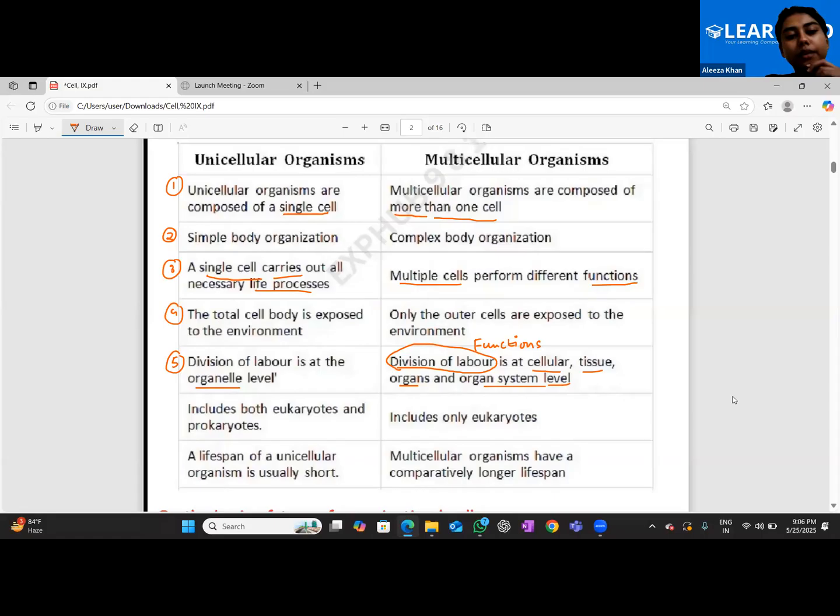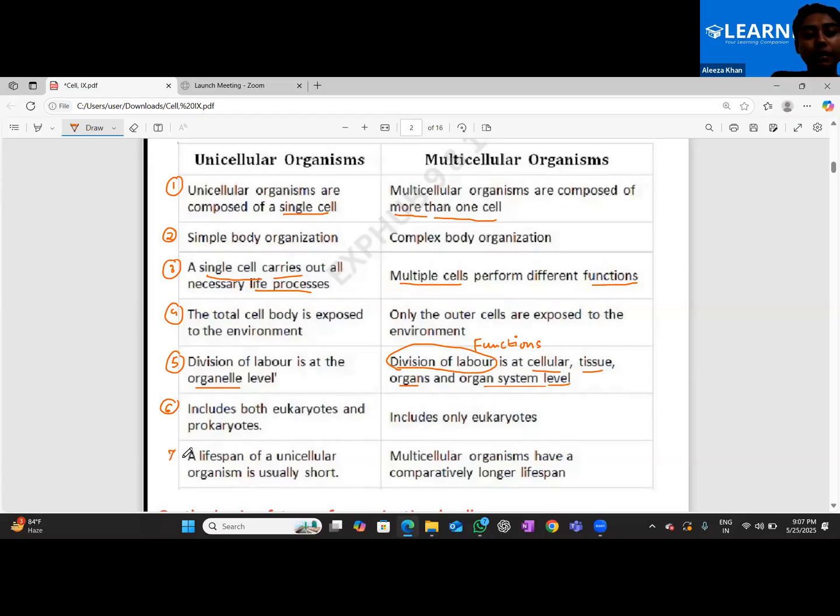Do you know what eukaryotes and prokaryotes are? Yes, ma'am. Eukaryotes have a defined nucleus, like a fixed nucleus, while the prokaryotes don't have the nucleus. So the sixth point that we can include is that unicellular organisms can include both eukaryotes and prokaryotes. Eukaryotes have a defined nucleus, while prokaryotes don't. We will talk about the nucleus also: what is the function of the nucleus, why there is a nucleus, and what is its significance. Multicellular organisms only include eukaryotes that have the nucleus within.